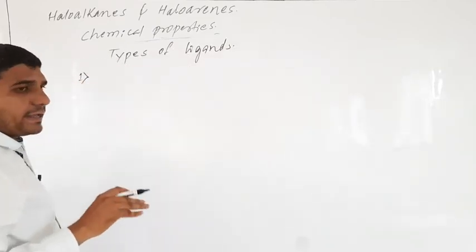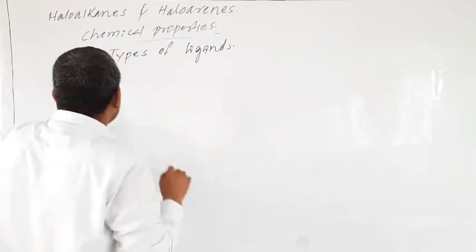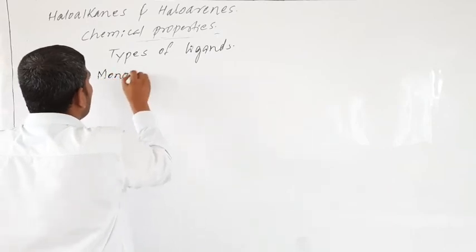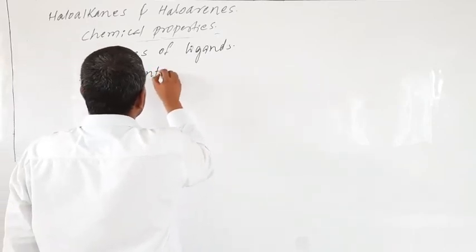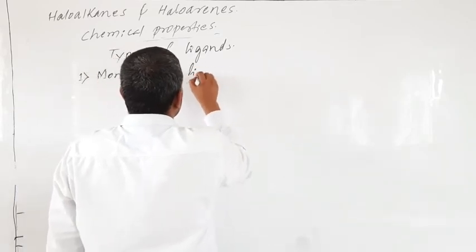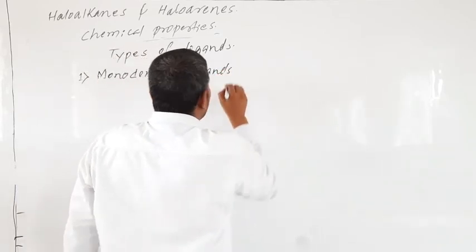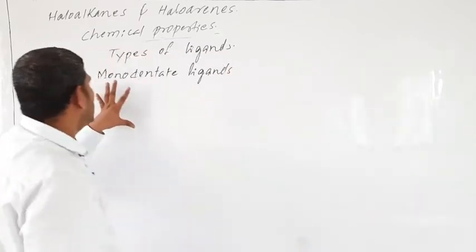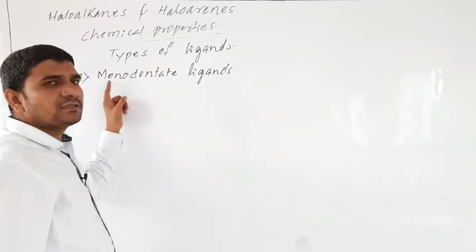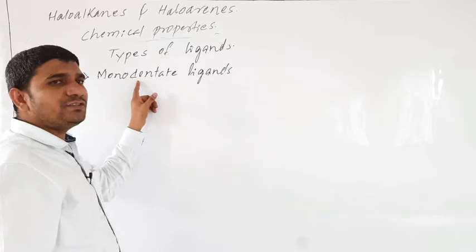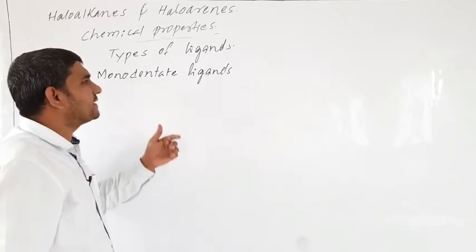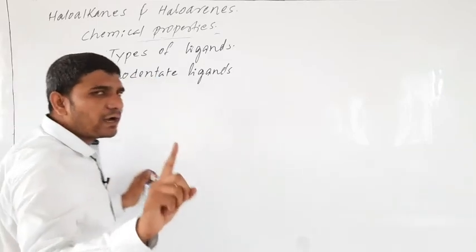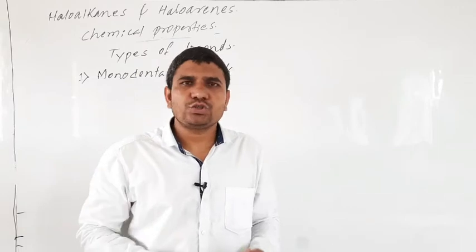Listen, ligands are classified into different types. First one is the monodentate ligand. My dear students, listen carefully. The name itself indicates: mono means single, and dent means attack. In chemistry, monodent means it attacks through only one donor site. Understood?